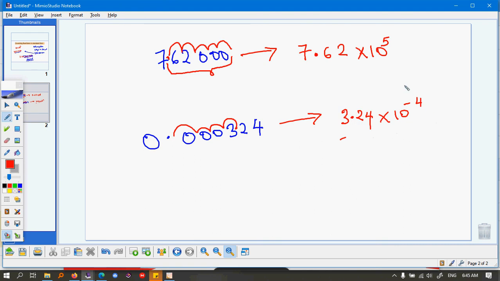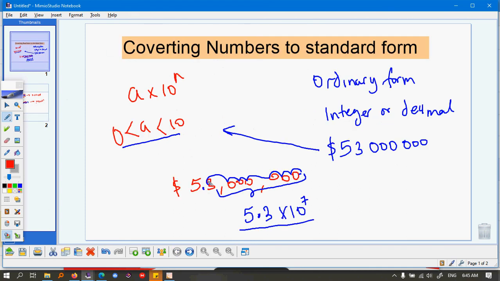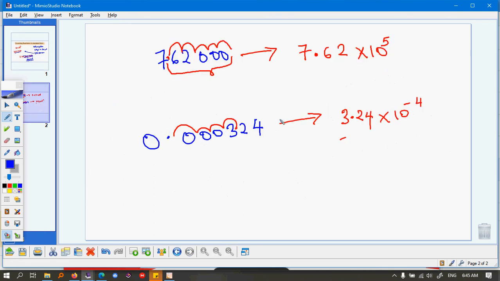So this is the standard form of this number. Once again, what do I do? I put the decimal point in between the first two digits so that I can achieve the condition of my a being between 0 and 10. Then I count how many decimal places there are going back to my original number. Depending on if your number is small, you'll be multiplying by 10 to a negative power. If your number is big, it would be a positive power.